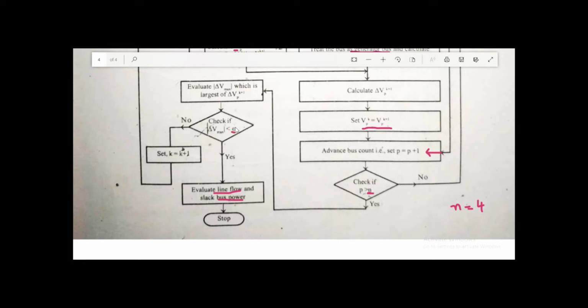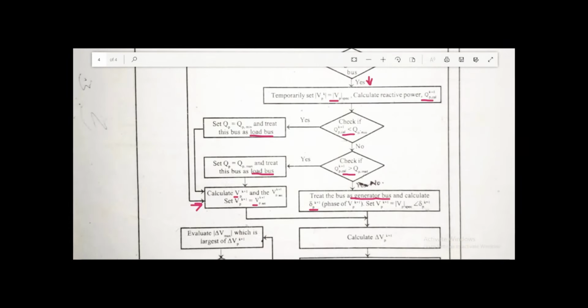Now the question is, if this criterion is not met, what should be done? You have to perform the next iteration. So in order to perform the next iteration, what should be increased? The iteration count k should be increased. k should be equal to k plus 1. After that, you should directly move to our first step. From here onwards, you need to start again, until that particular criterion is met.